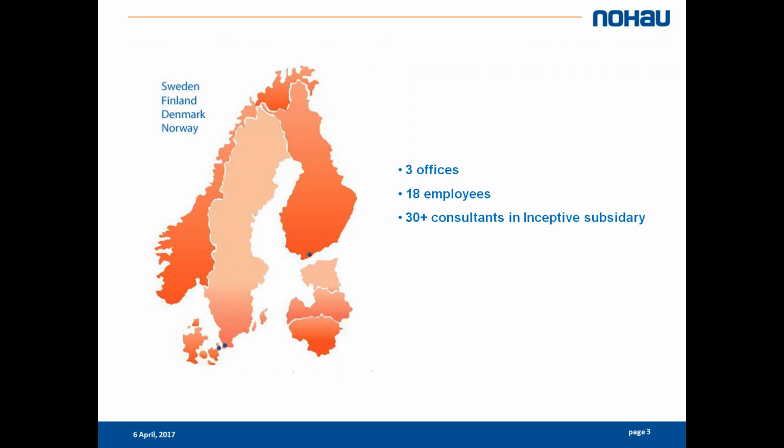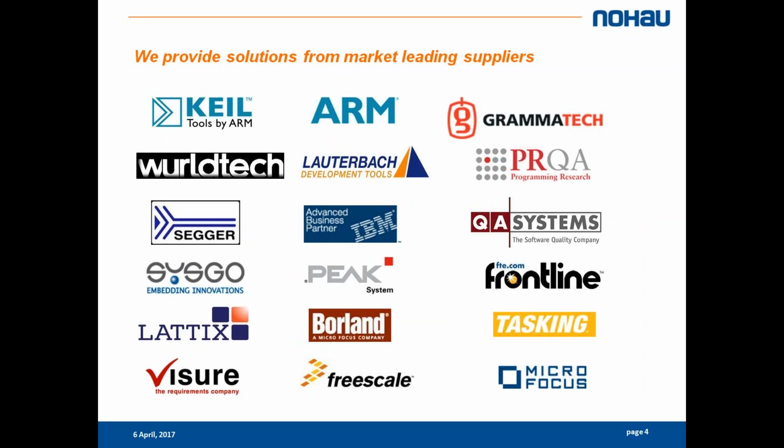So let's start with a few words about Nohau Solutions and who we are. We supply the Nordics with solutions in the embedded field. We have 3 offices. Our main office is in Malmö, where I'm located. We also have offices in Copenhagen and in Helsinki. We are about 18 employees in total. We provide solutions from these market-leading suppliers.